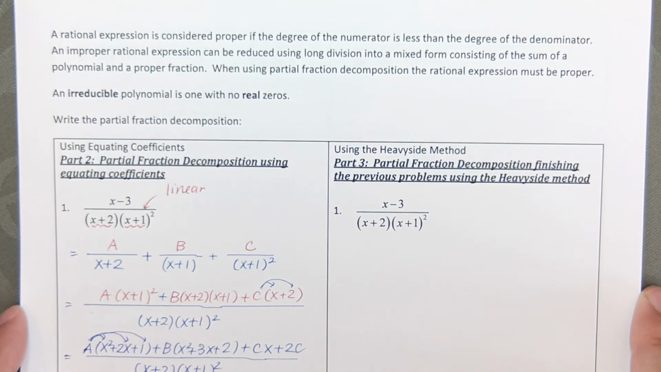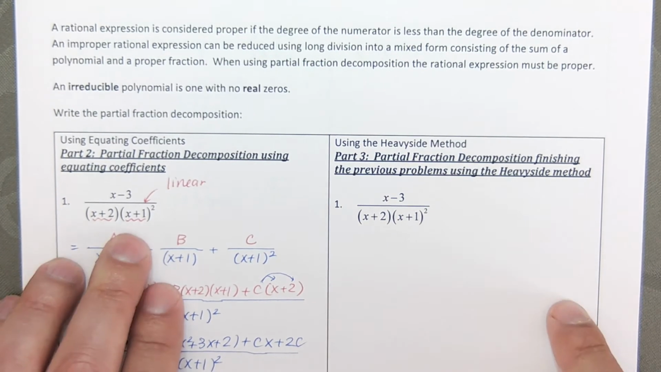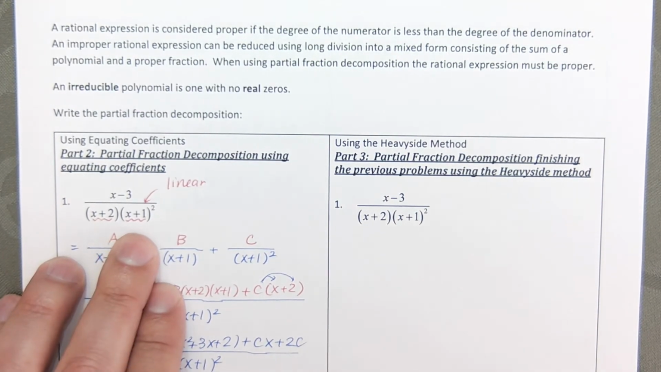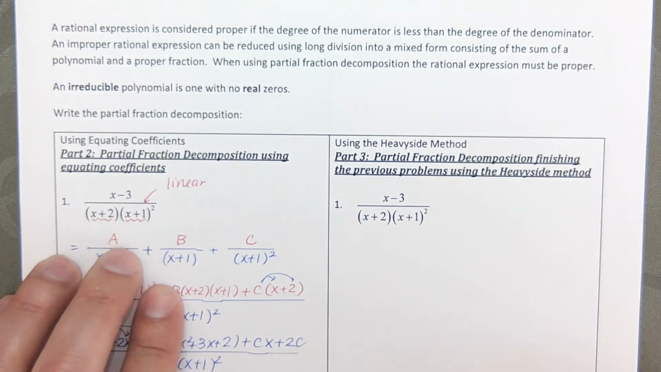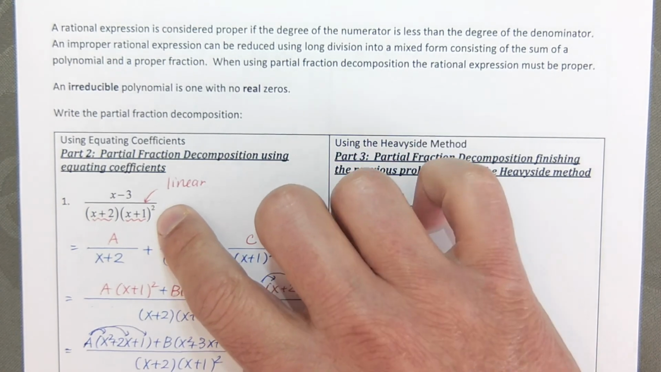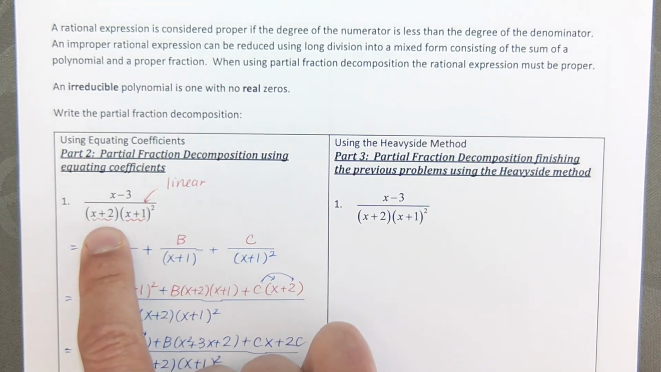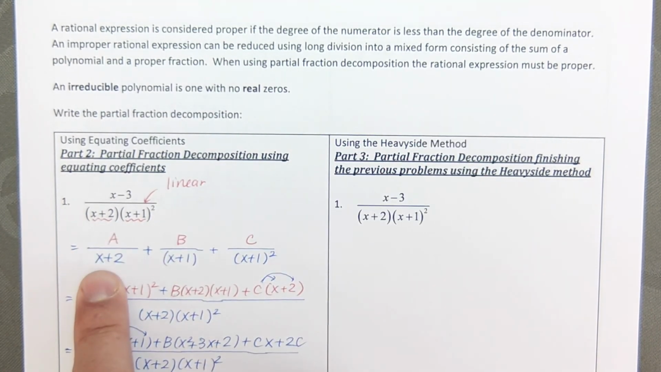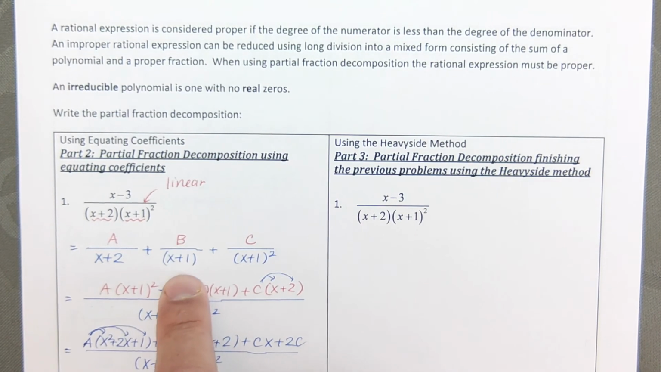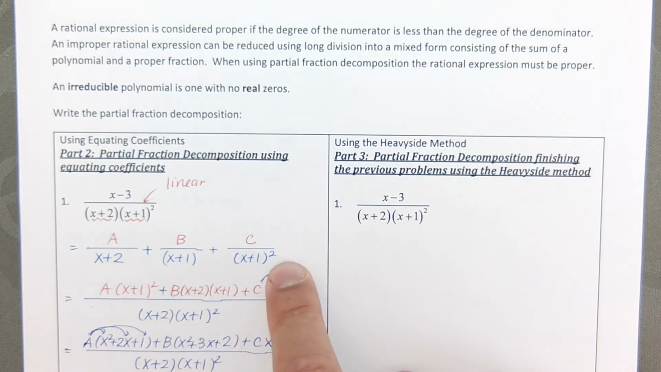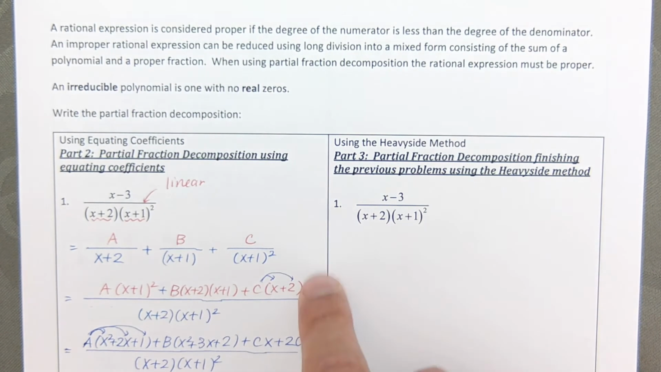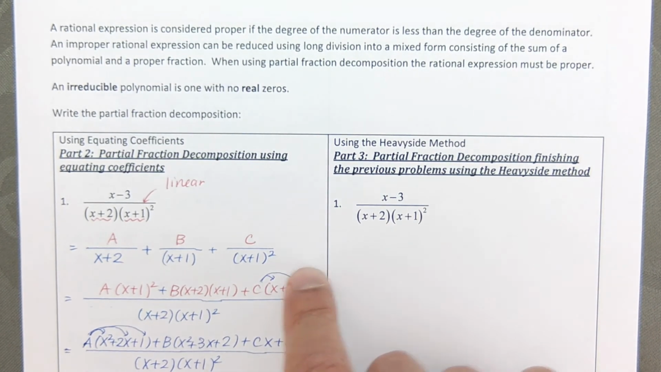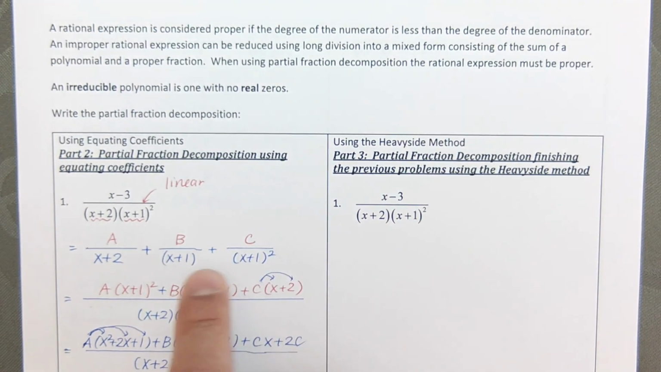Now, here we're going to do one where they're linear, but we have multiple powers, multiplicities. So we're going to assume this gets broken up into a over x plus 2, plus b over x plus 1, just to the first power, plus c over x plus 1 squared. So if that was third power, we would have a d over the x plus 1 to the third power, but we're going to stop here. We need all the previous.